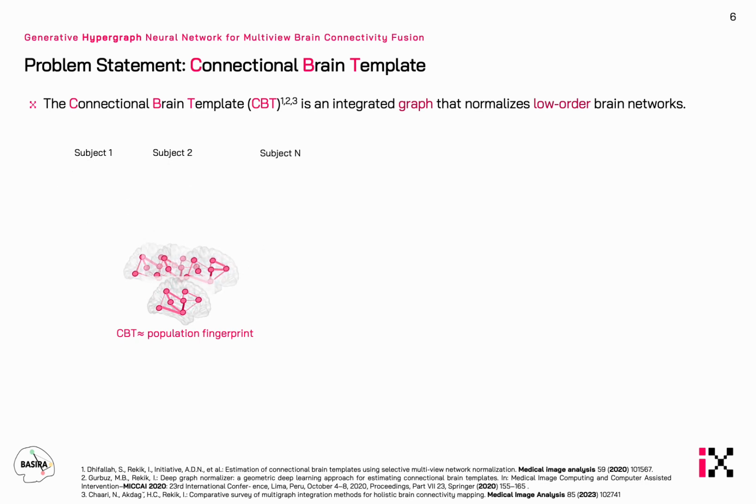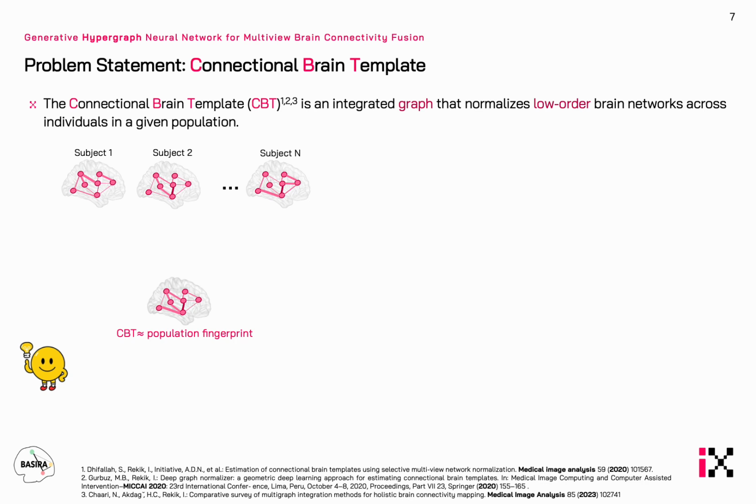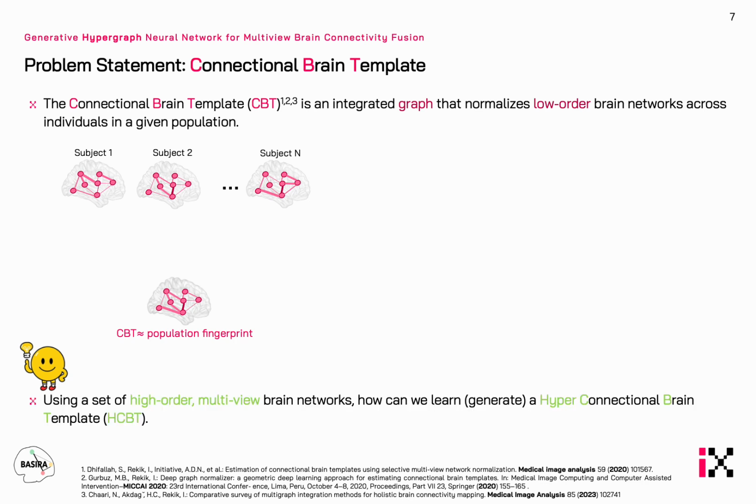So coming back to our question, what are we generating? The main idea here is to leverage this CBT to the high order level. So using a set of high order multi-view brain networks, we will try to generate a hyper-connectional brain template. The main challenge here is how to fuse all these high order networks together in order to get a well-centered template.